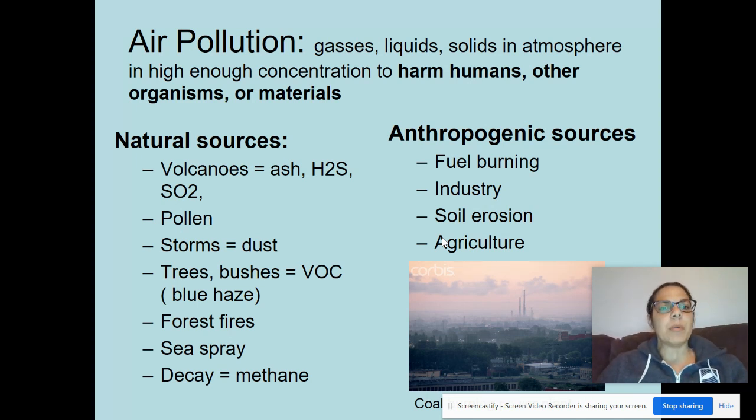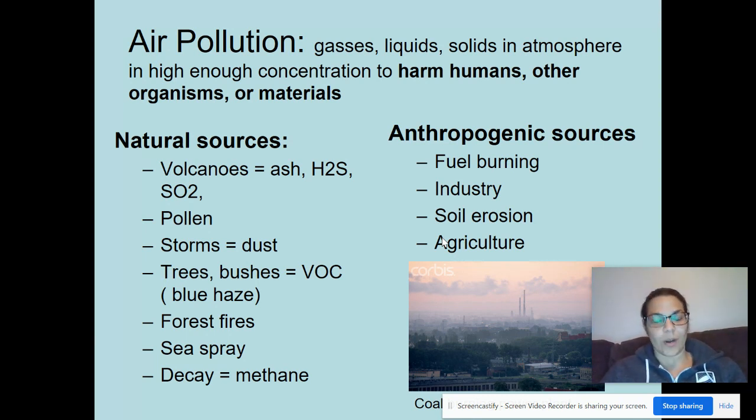Okay. So air pollution, just like water pollution, is liquids, gases, solids, but now in the atmosphere, that can cause harm to humans, other organisms, or materials. So we have natural sources like volcanoes, pollen. If anybody else's allergies have been insane the past couple weeks, it's because of pollen and most likely tree pollen. You've got storms with wind-raised dust. You have forest fires, sea spray, and then natural decay, which is a lot of release of methane.